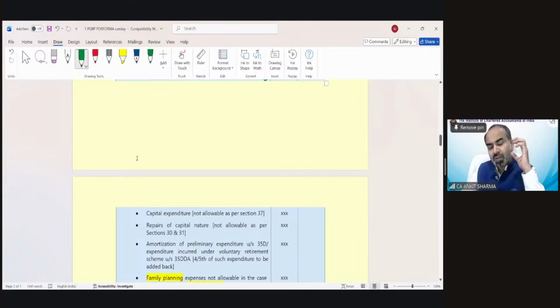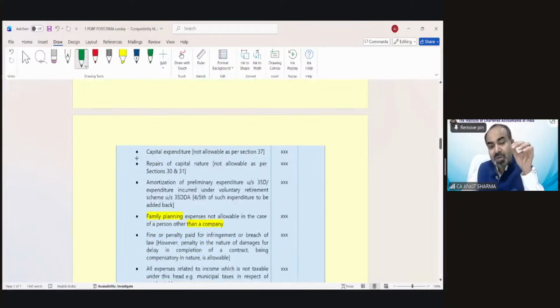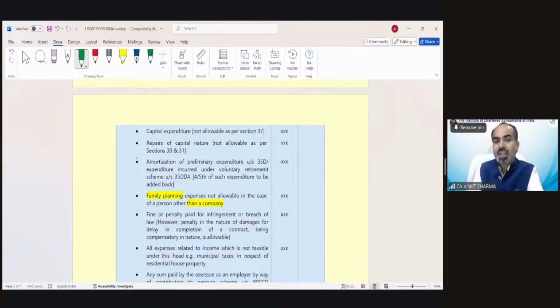So this is a format which is in the study material and it is beautifully drafted. If you go through the expenditures mentioned in this format, you will see almost 70 to 80% of the points are those on which questions would be framed in the examination. If you go through MTP, RTP, past year questions, you will see that almost 70 to 80% of points fall in this proforma. Capital expenditure is not allowed. Repairs of capital nature, of course, are not allowed.